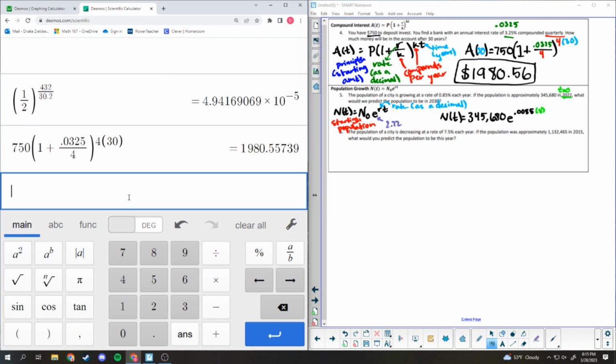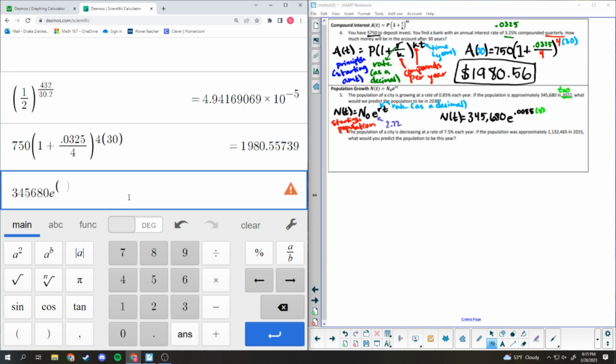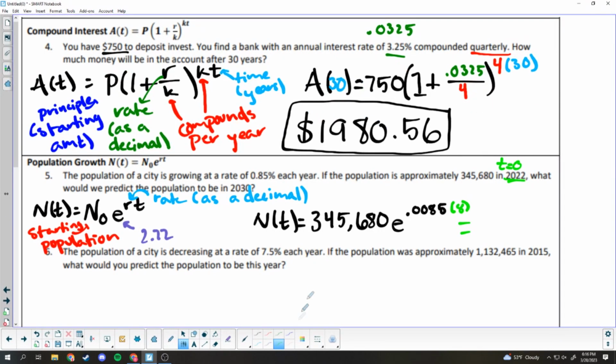I'll hit enter there, and our new formula is 345,680 times E to the power of, and then I'm going to do it in parentheses so I make sure I don't mess up, 0.0085 times 8. And hey, we get a really nice answer, 370,003.87.